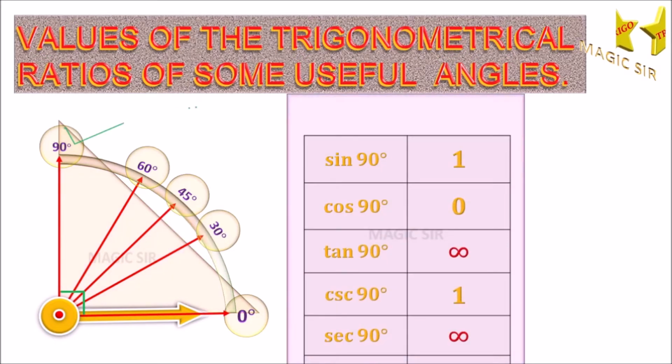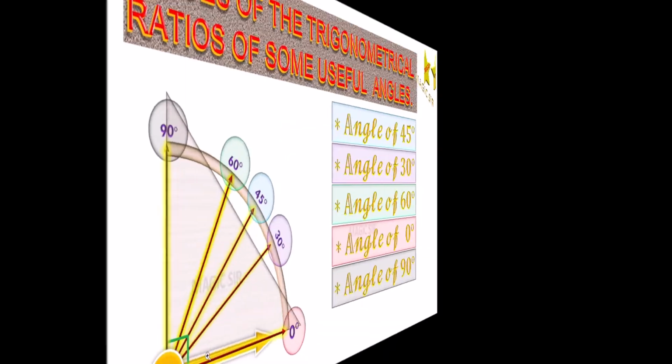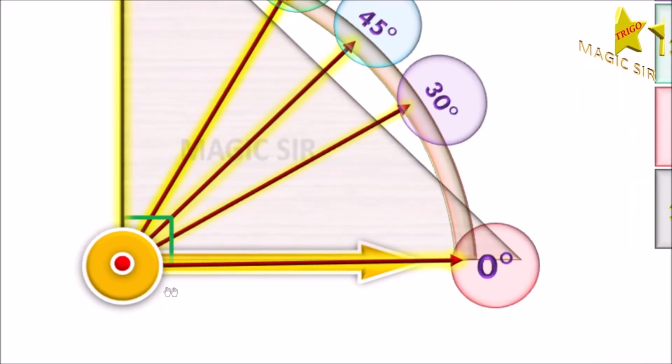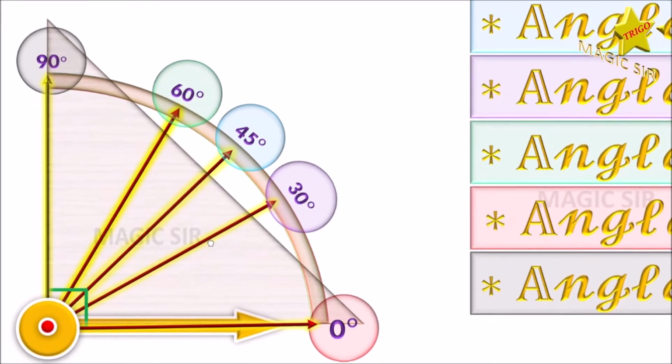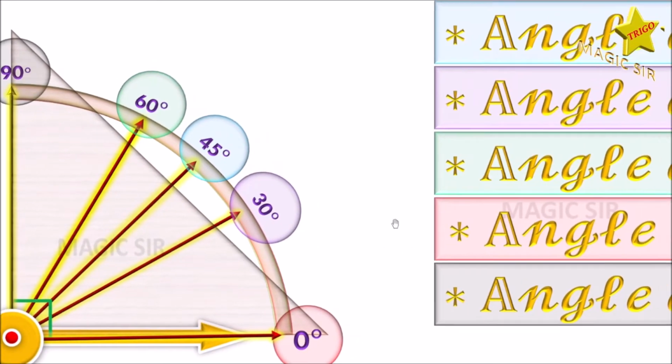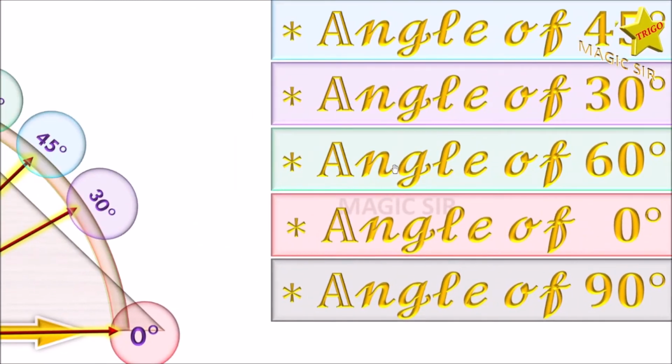Hence, we can find 6 values for each angle. That is total 30 values for 5 angles. Friends, we will discuss the value of the ratio of each angle one by one. But first, a quick look at the introduction to Magic Sir.